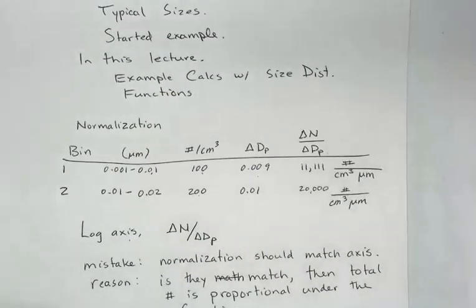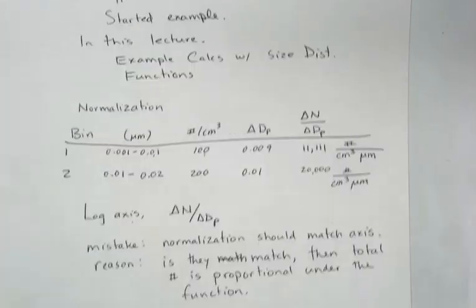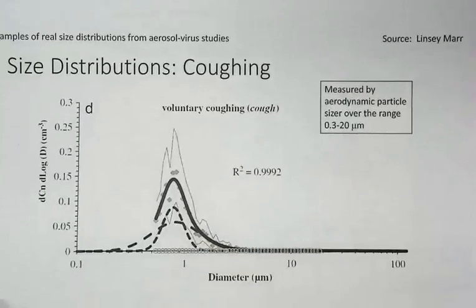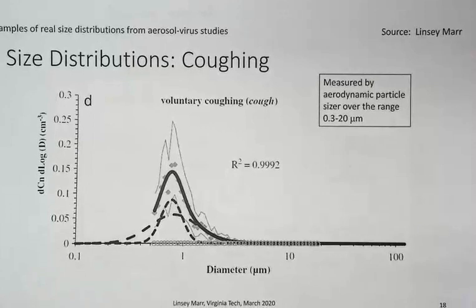So that's an example of the distribution functions. Let's come back to our coronavirus example. I'm going to pull out the coughing one. Now we look at this, we can understand a little bit more what they did.